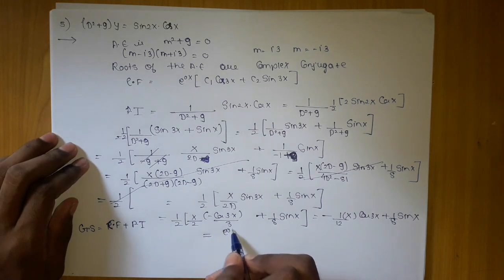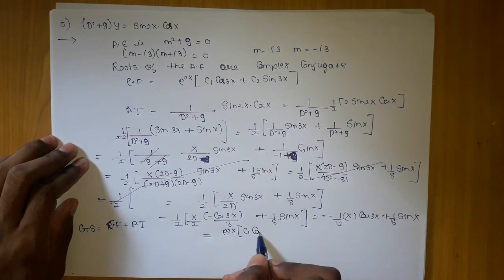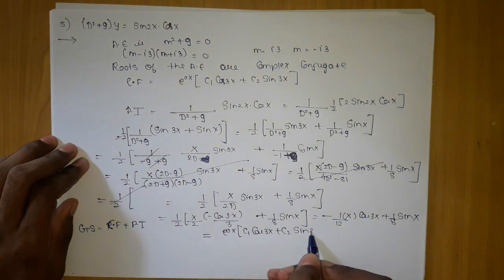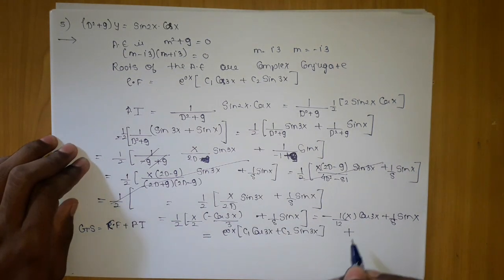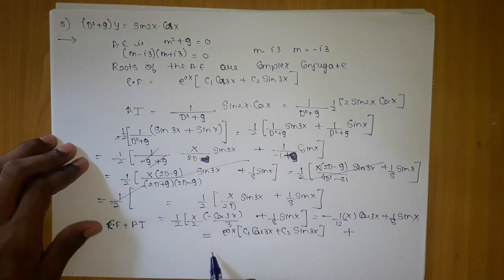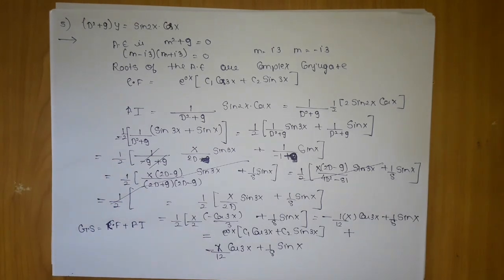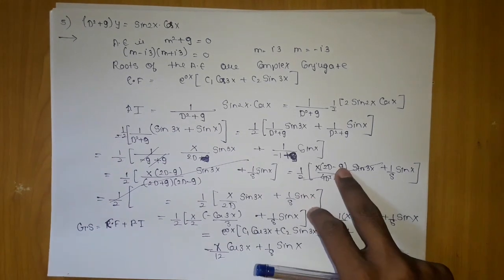it will be e to the power 0x bracket c1 cos 3x plus c2 sin 3x bracket close plus, and here we will write the particular integral, which will be minus x by 12 into cos 3x plus 1 by 8 sin x. So this is our answer for question number 5.